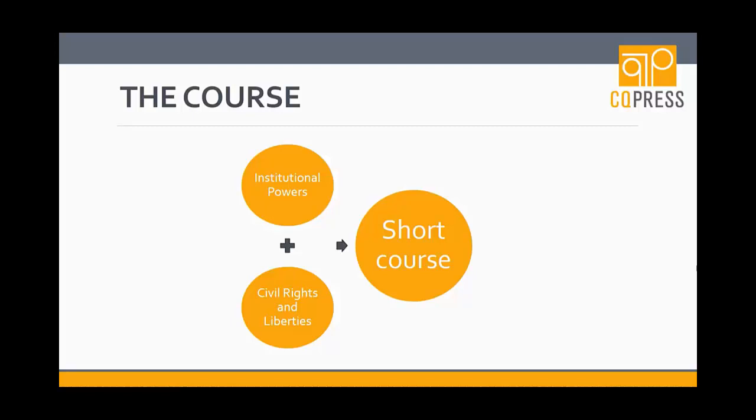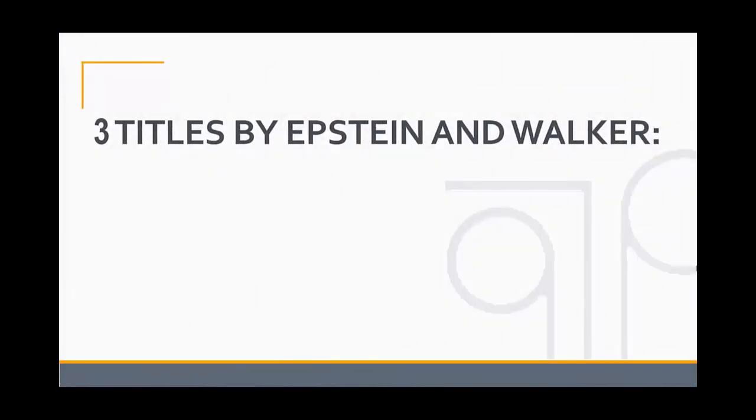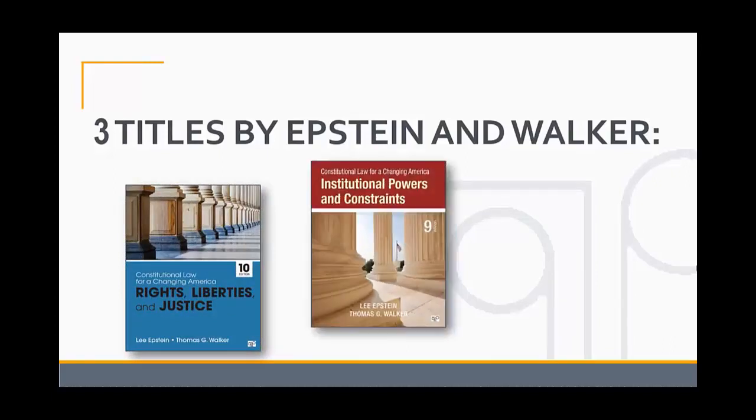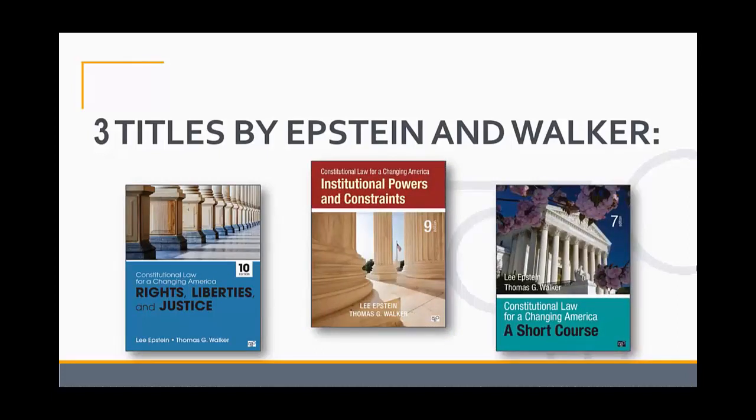And no matter what they say, you actually have a book for every single approach. We have 3 titles here by Epstein and Walker for the constitutional law course. You can see here the first 2 are rights and liberties, and then institutional powers, so those are for the 2-semester sequence. And then the third one here is the short course, which is very thick and is a book that would be used if they combine 2 into 1 semester.